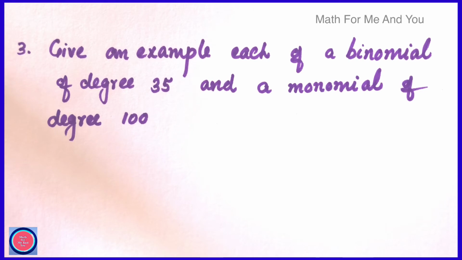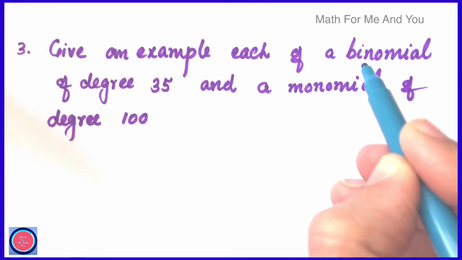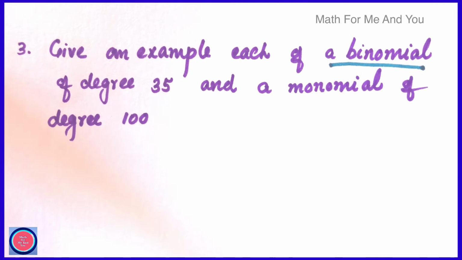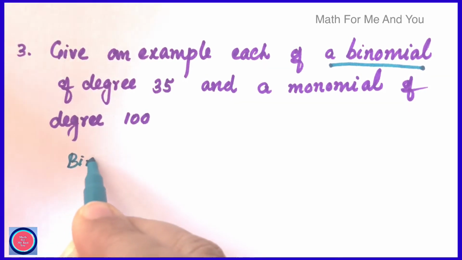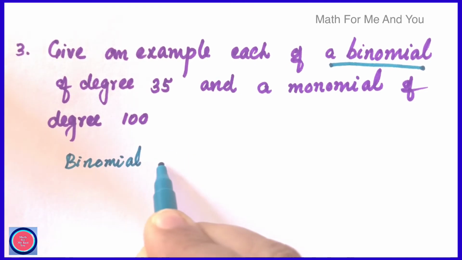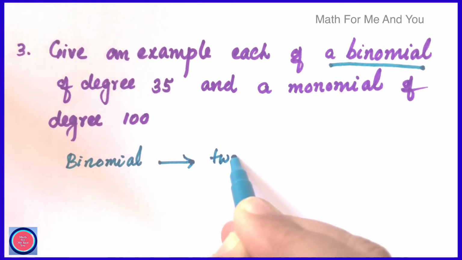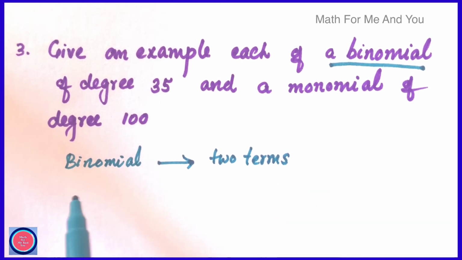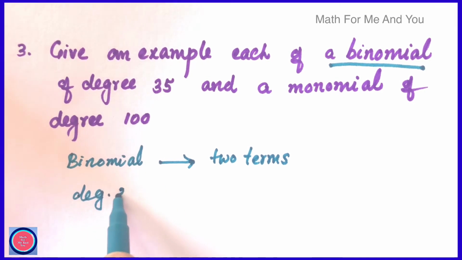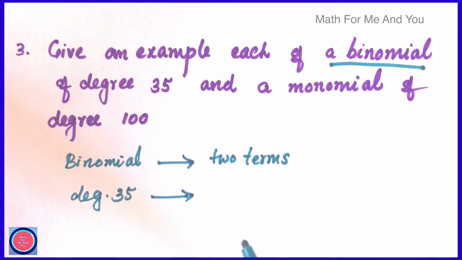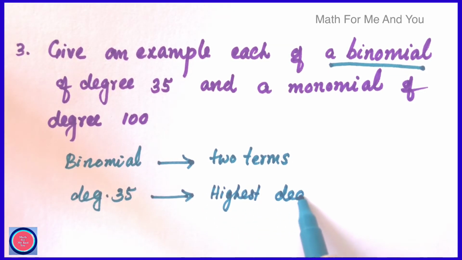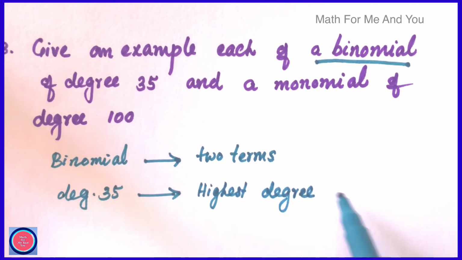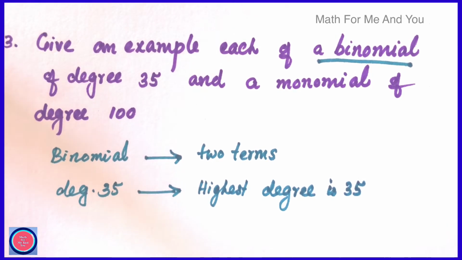See the next question. Give an example each of a binomial of degree 35 and a monomial of degree 100. What is the meaning of binomial? Binomial means it's a polynomial with only 2 terms. Degree 35 means the highest power, or degree, of that polynomial is 35. So there are 2 conditions: only 2 terms, and the highest power must be 35.